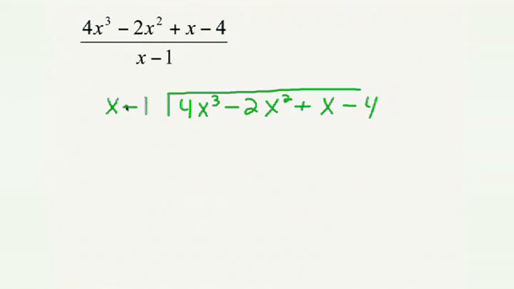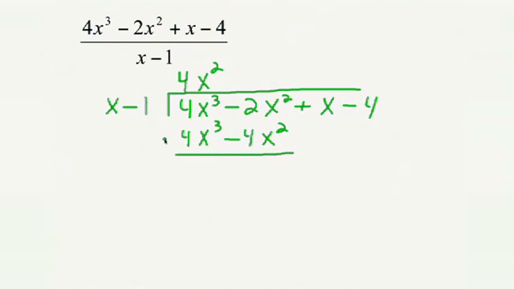All right, to get 4x cubed from x, I would have to multiply it by a 4 and also by an x squared, so that x squared times x would give me x cubed. I'll write a little bit less this time. So 4x squared times the x gives me 4x cubed. 4x squared times negative 1 gives me negative 4x squared.